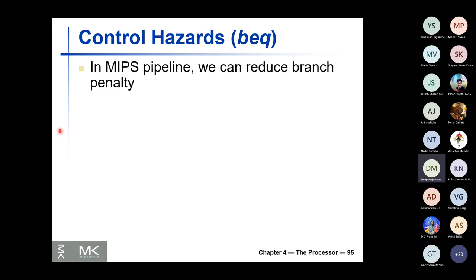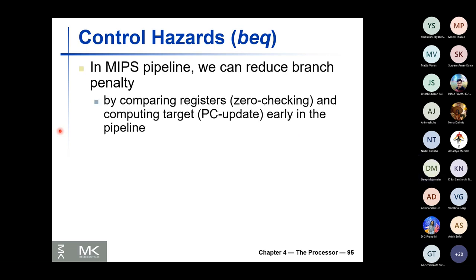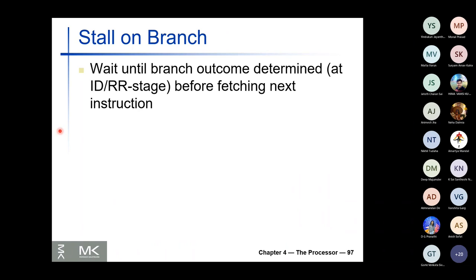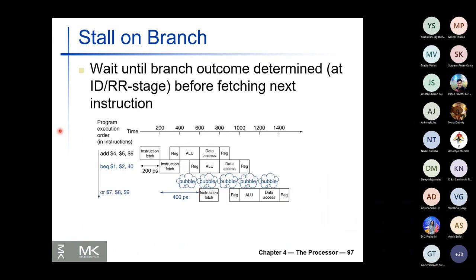So we can reduce branch penalty by moving the comparison of register or zero checking and the PC update hardware early in the pipeline. And we can do it in this IDRR stage. And since we have moved 2 stages earlier, look into this example.